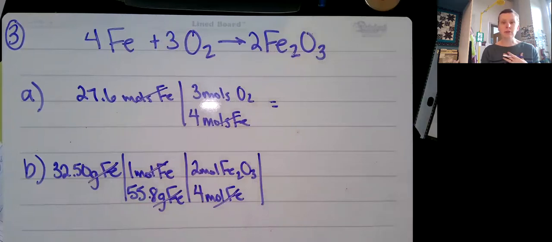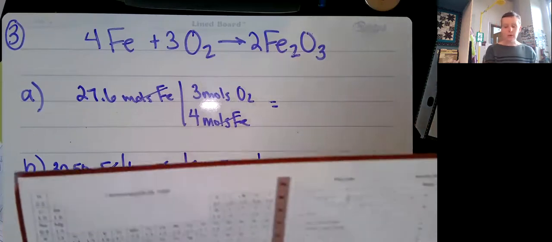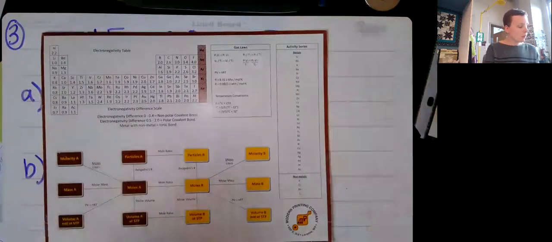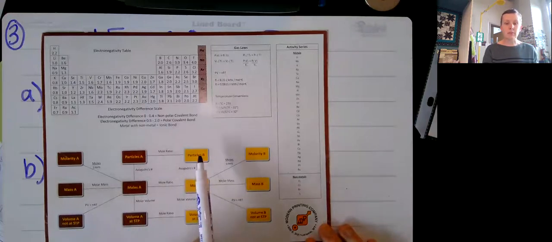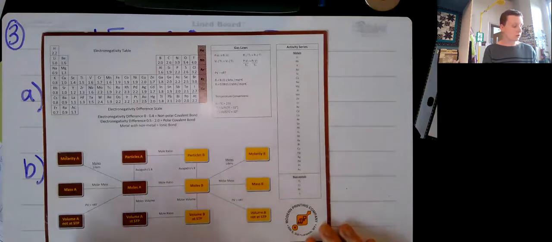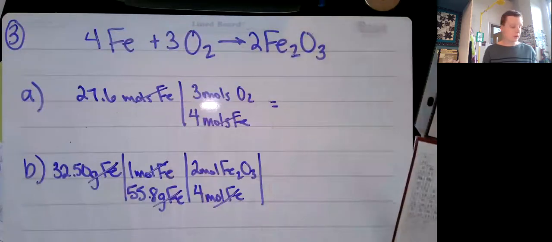Actually, I misread the question. It's not asking for grams. It's asking for formula units. So if you wanted to look here, we're going from mass of A because we are starting in grams, but we're trying to find formula units, which is a particle. So we went from mass to moles. We used the mole ratio. Now we're going to use Avogadro's number to get up to particles of B.